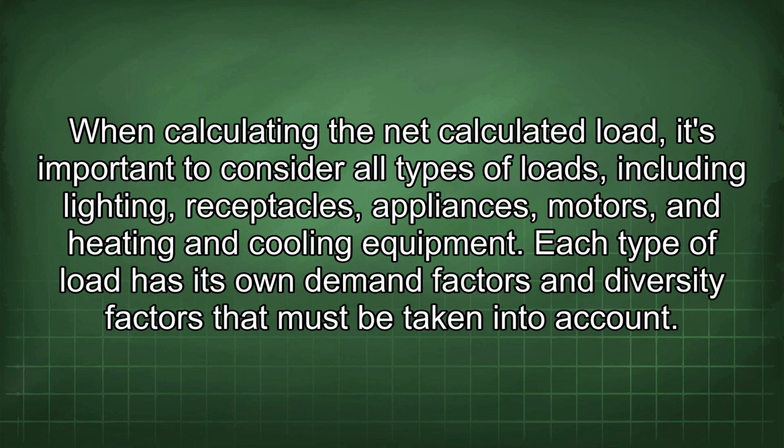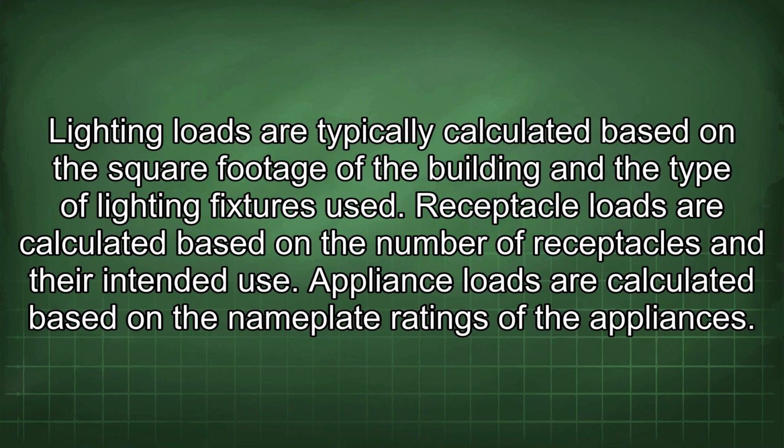When calculating the net calculated load, it's important to consider all types of loads, including lighting, receptacles, appliances, motors, and heating and cooling equipment. Each type of load has its own demand factors and diversity factors that must be taken into account. Lighting loads are typically calculated based on the square footage of the building and the type of lighting fixtures used. Receptacle loads are calculated based on the number of receptacles and their intended use.